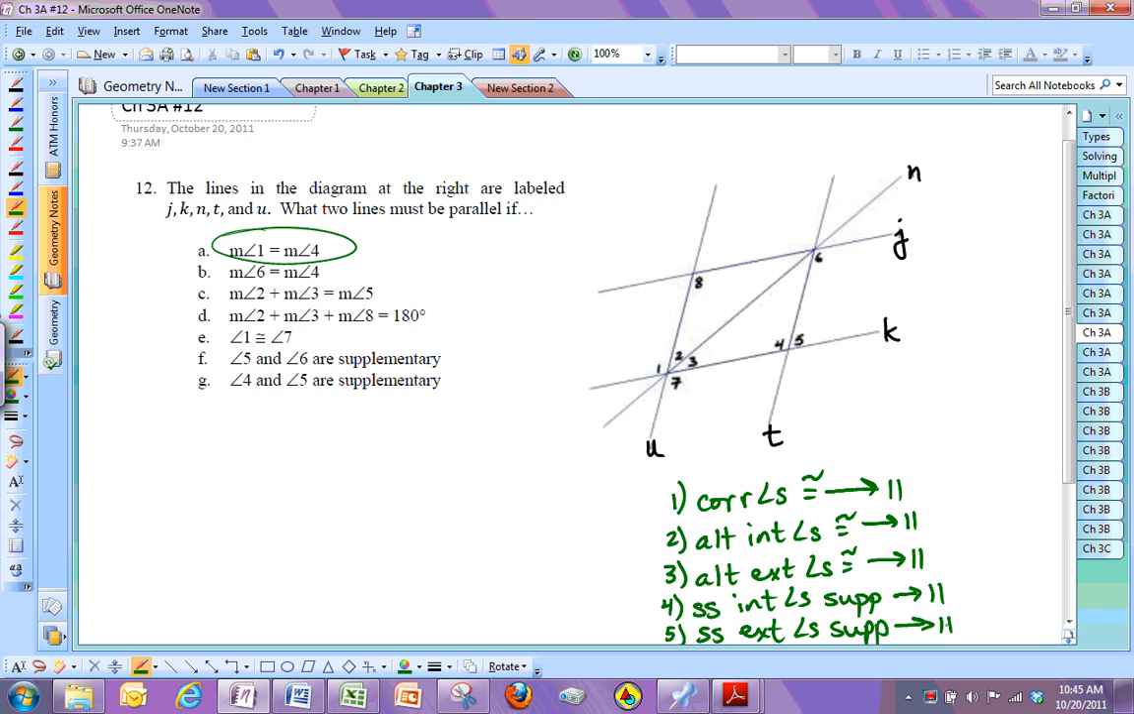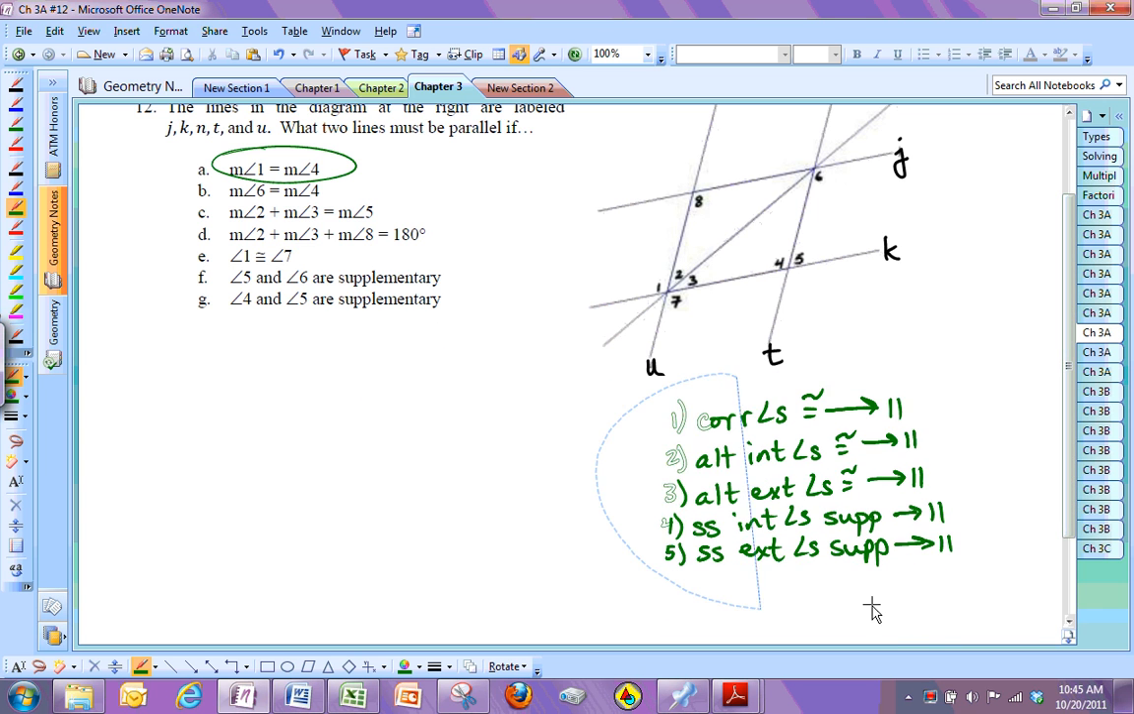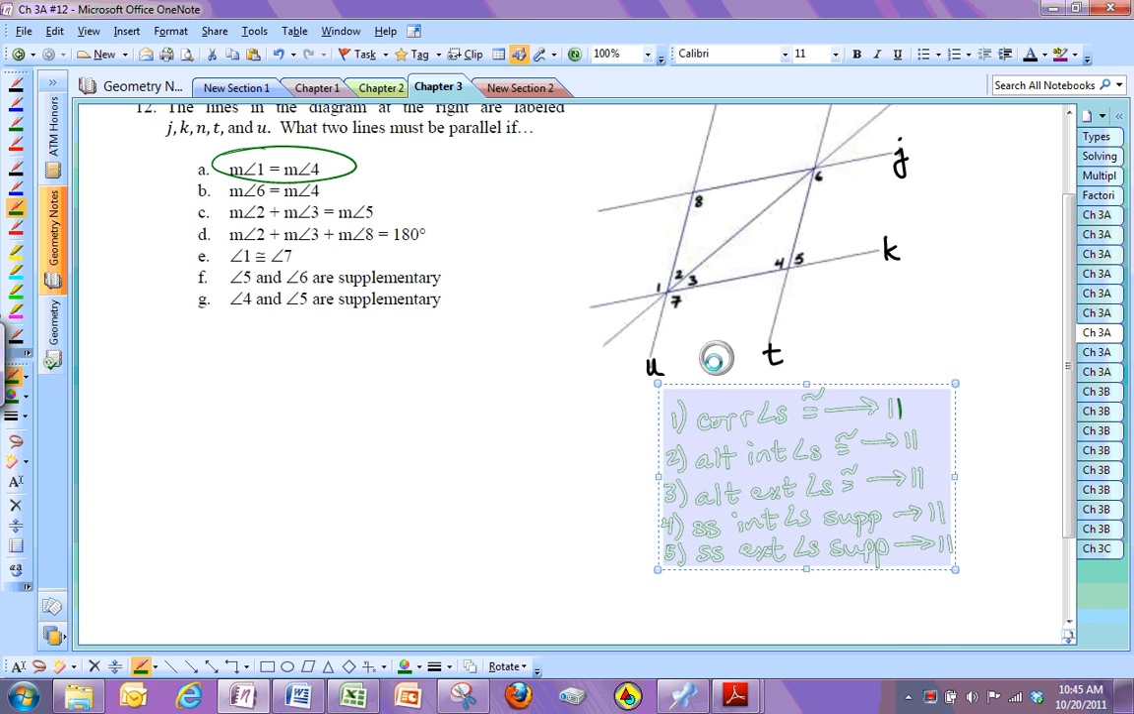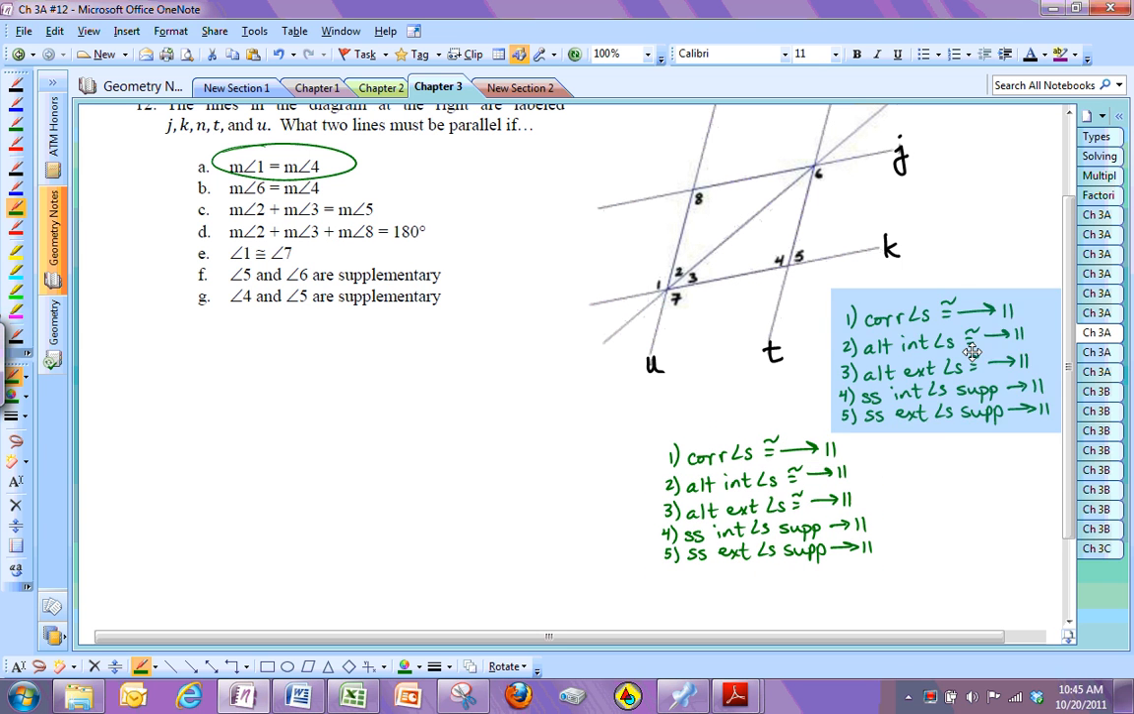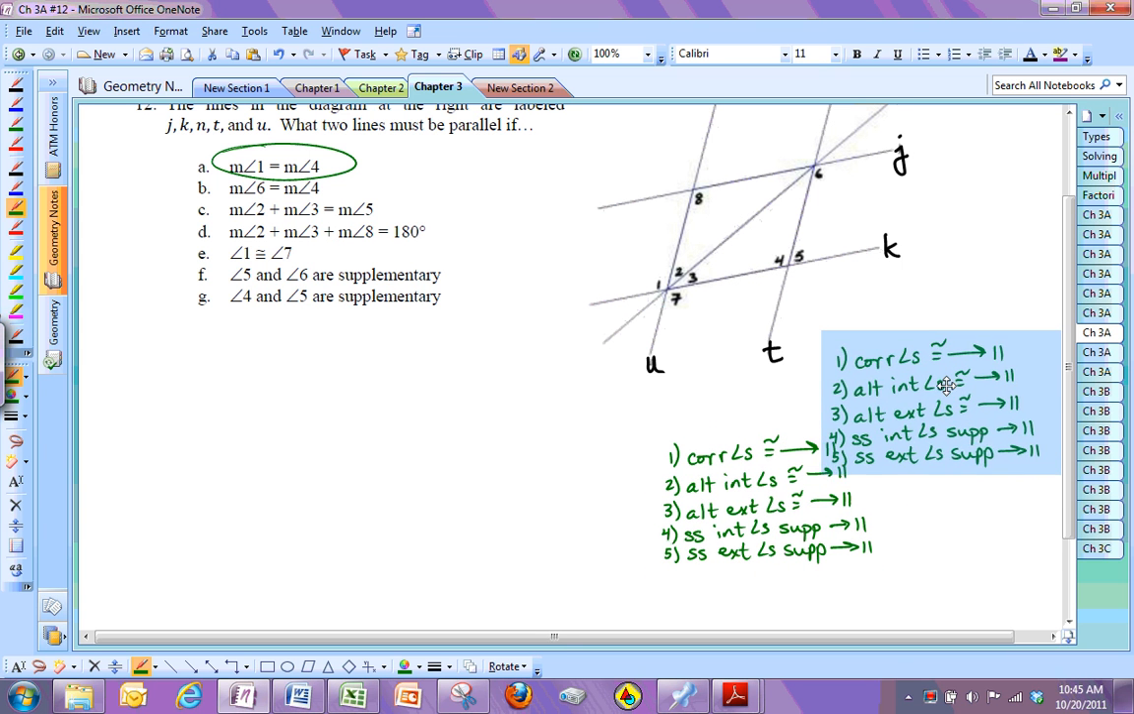Okay, so let me highlight these. I'll shrink them down a little bit. There, shrink them down a little. Put them over here on the side for now.